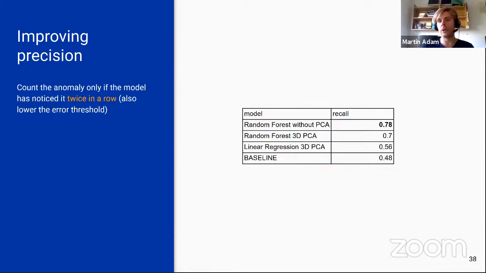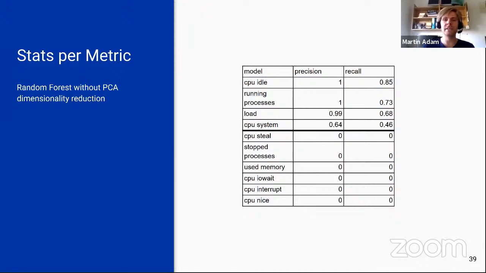In terms of recall, we saw about 70% recall with PCA, and then we also did a random forest run without PCA on all the 36 metrics. And we saw a recall of 78% there, which we said is quite actually good. We were really happy about that. Now, a bit interesting here is that we could see which of the metrics were important to the classification and which were not. So CPU idle, running process load, and CPU system were the most important, and some of the others didn't contribute to the classification at all.